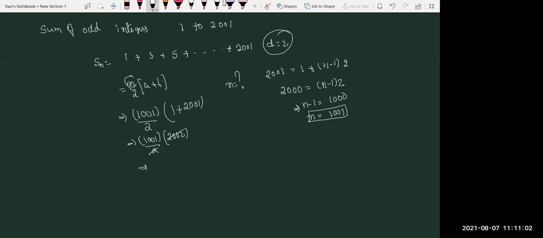The two's cancel. Correct or not? Yes, sir. How much will we get, 1001 into 1001, whole square? Find this value. Tell me how much? Sir, 1002001, sir.